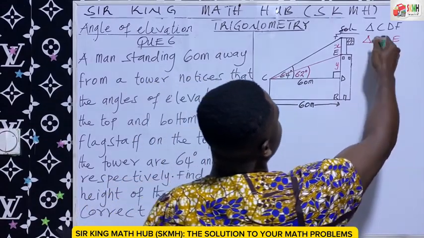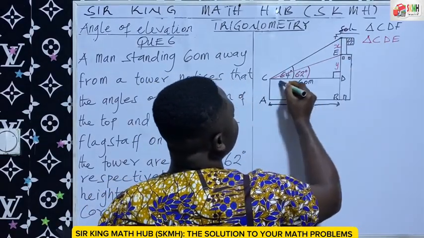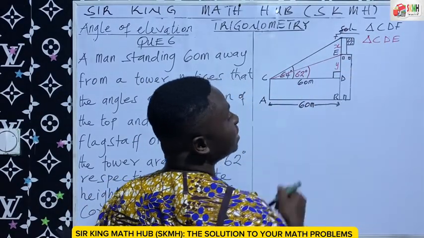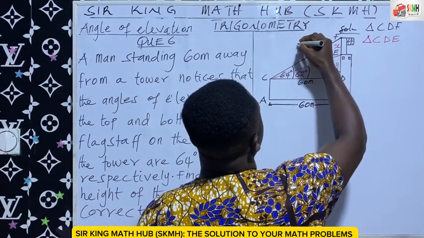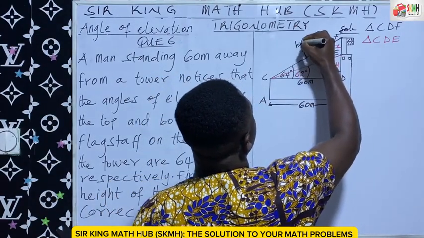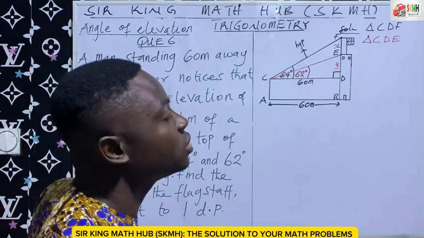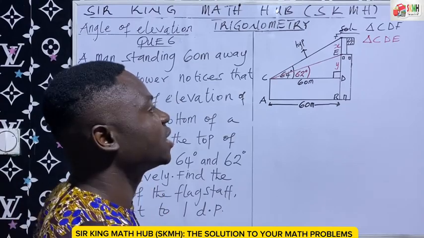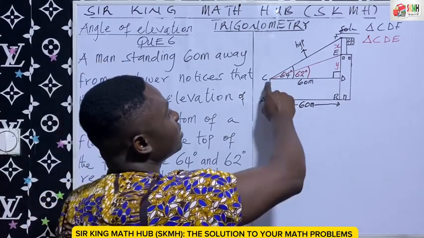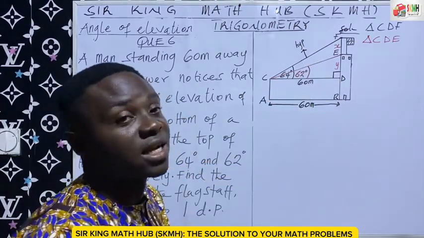So considering triangle CDF, the bigger one, there is a 90 degrees angle. So this line here becomes our hypotenuse. We said that the hypotenuse is the longest side. And again, it is a side facing the 90 degrees angle. So this line here, line CF, is the hypotenuse.